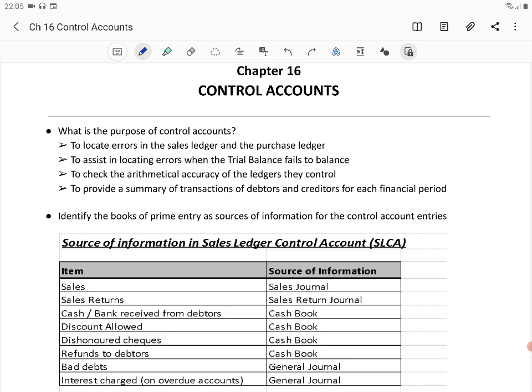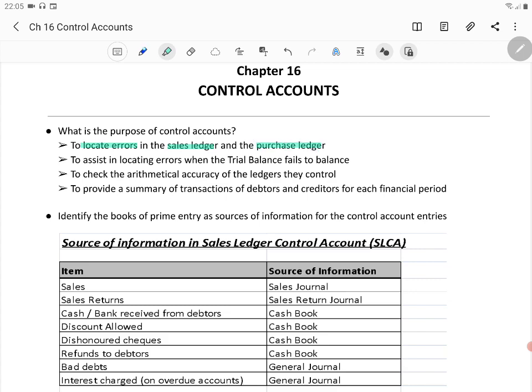Hello everyone. Today I will explain to you about chapter 16, control accounts. What is the purpose of control account? The purpose of control account is, number 1, to locate errors in the sales ledger and purchases ledger.